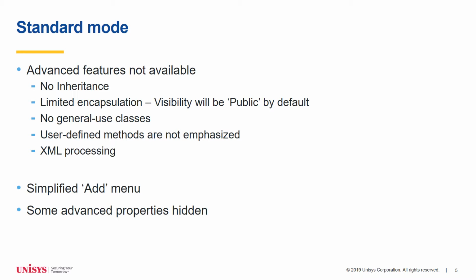Some other simple changes are that the add menu, which is actually used very heavily whenever you're adding new elements to your model, is more simplified in standard mode. In advanced mode, the add menu tends to contain a lot of things, everything that's possible to add in any particular context. Whereas in standard mode, we've made it simpler. We've just filled the add menu with the most commonly used element types. There is always the add new element option, in which you can add anything in any context.